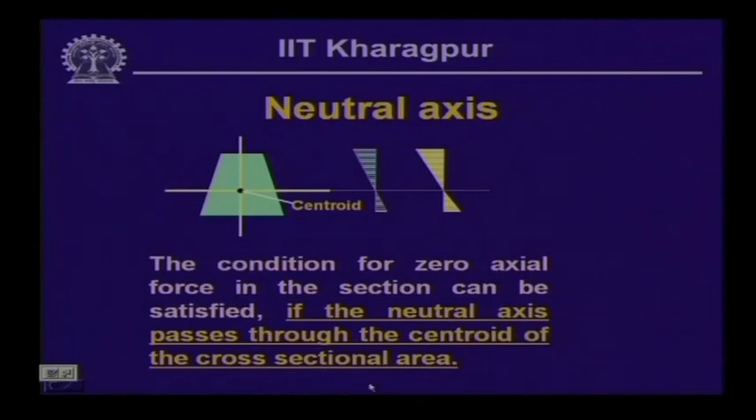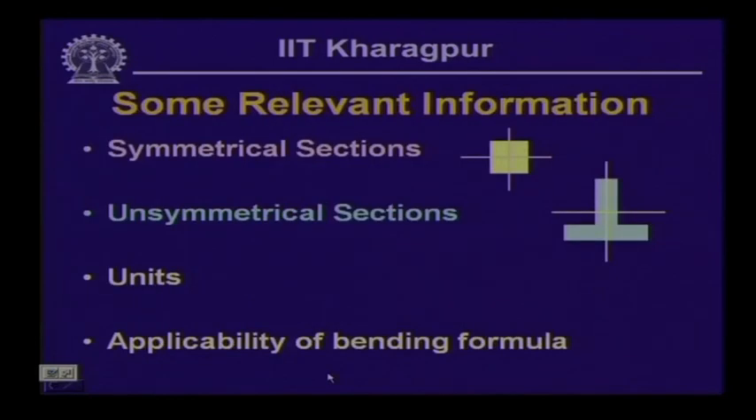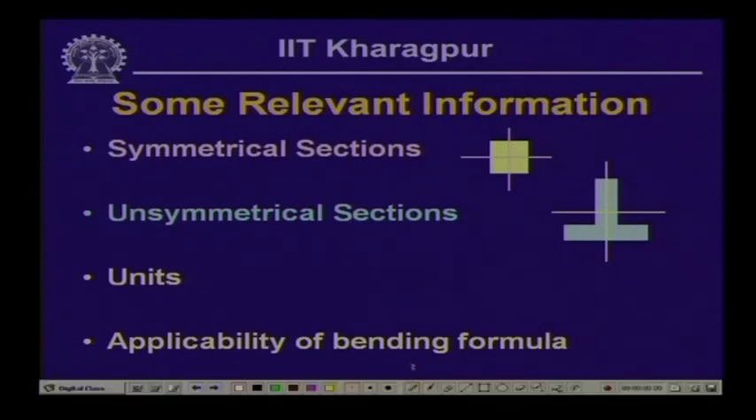Well, then after looking into the answers of the questions, let us look into some aspects of the bending equation which we have derived last time. Now, if the cross section of the beam is a symmetrical one, please keep in mind that we are using cross sections which are symmetrical with respect to the vertical axis. Now, with regard to the horizontal axis, it could be symmetrical, it could be unsymmetrical.